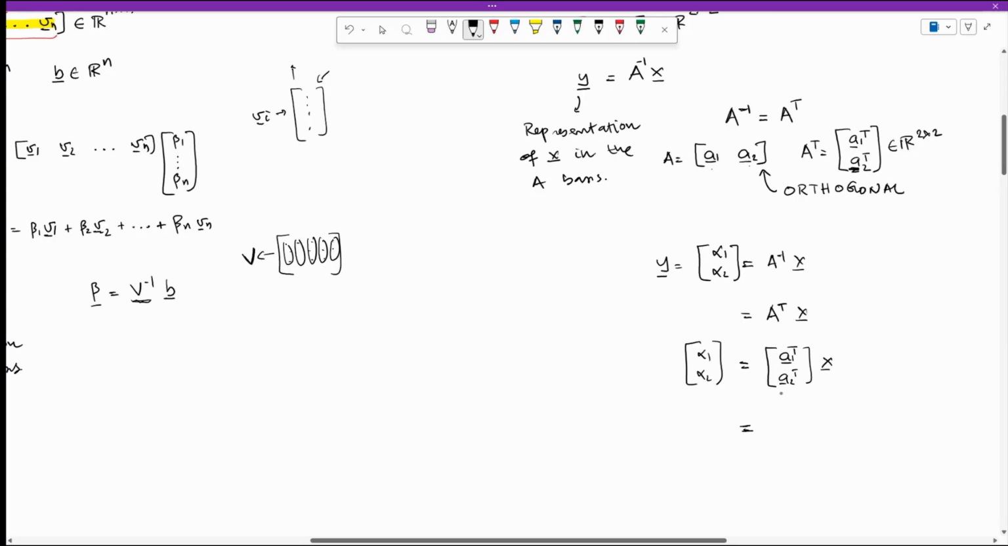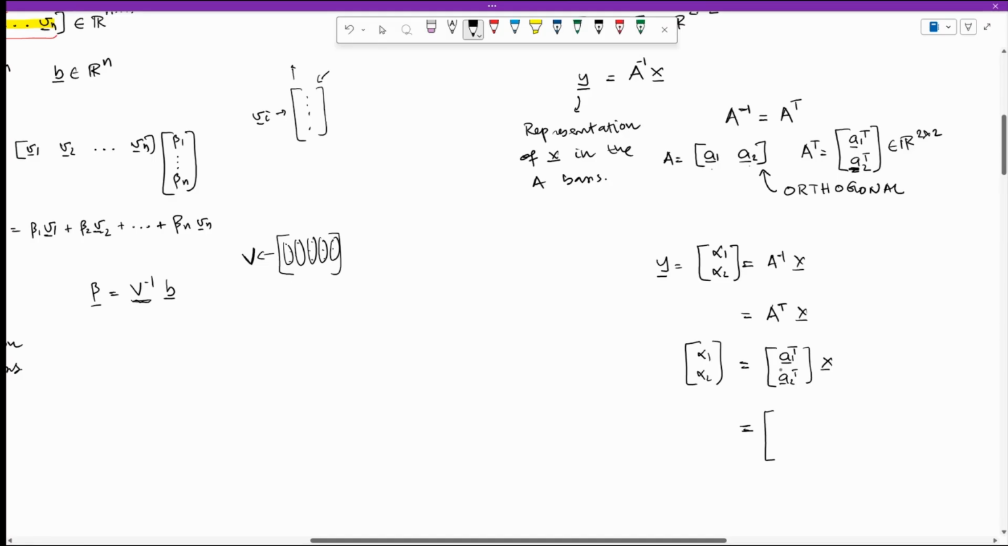Well, this is a 2 cross 2 matrix multiplied by a 2 cross 1 vector. That means I'll get a 2 cross 1 vector. And the first element of that vector will simply be the inner product of the first row of the matrix with the column. Second element will be inner product of the second row with the column.